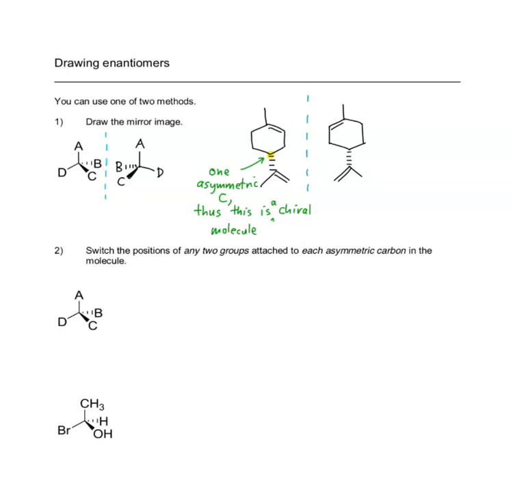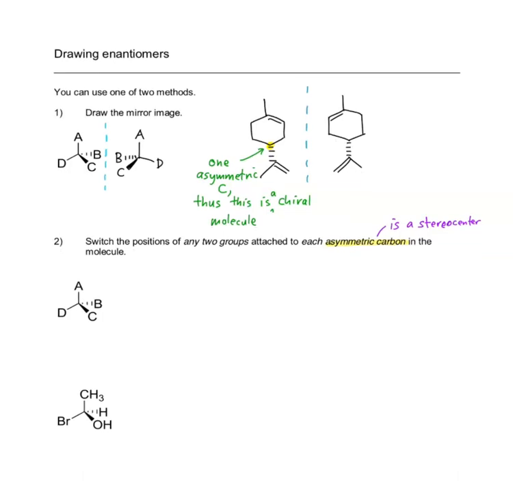But remember that an asymmetric carbon is a stereocenter. It's a specific example of a stereocenter. And by definition, a stereocenter is an atom at which, if you exchange two groups at that atom, you get a new stereoisomer. So to draw an enantiomer of any chiral molecule, what we can do is switch the positions of any two of the groups attached to every asymmetric carbon in the molecule.